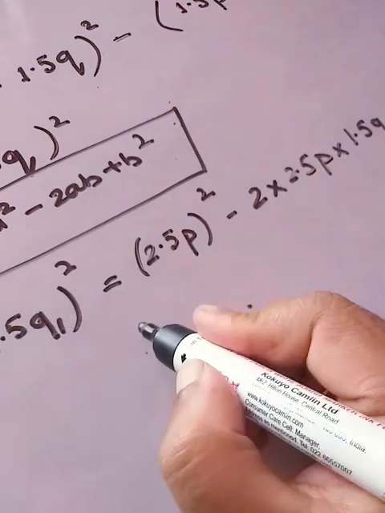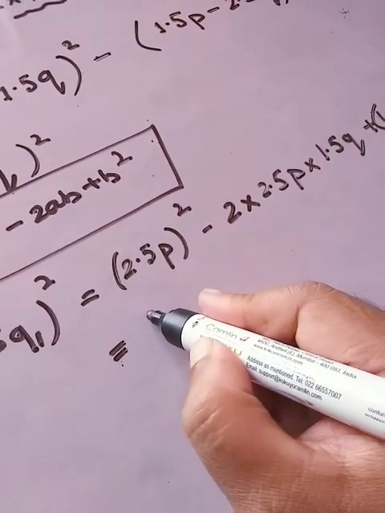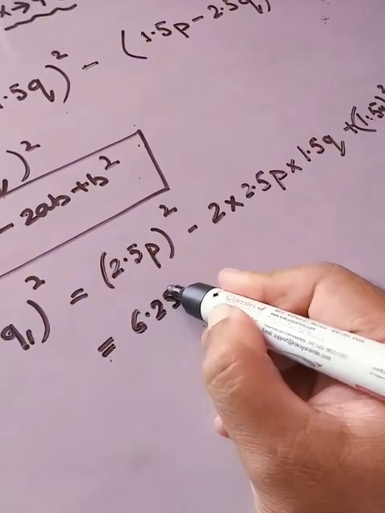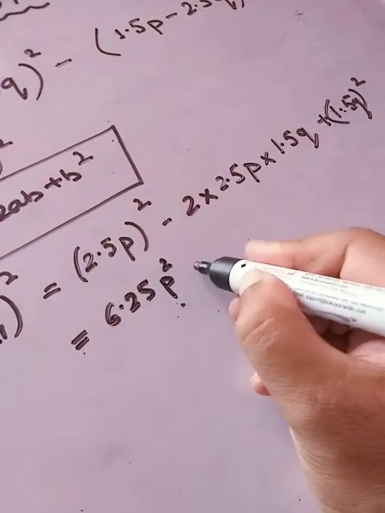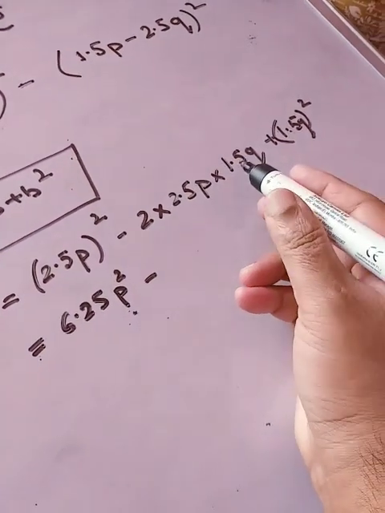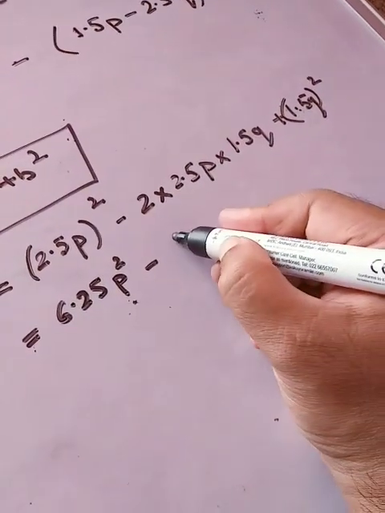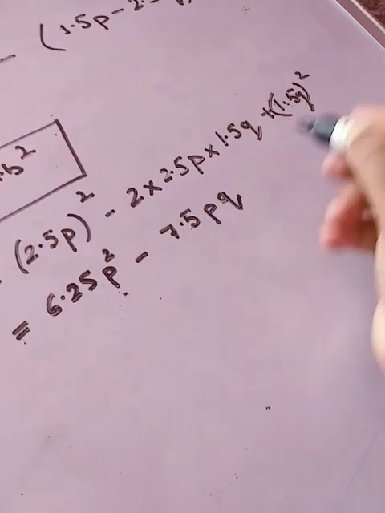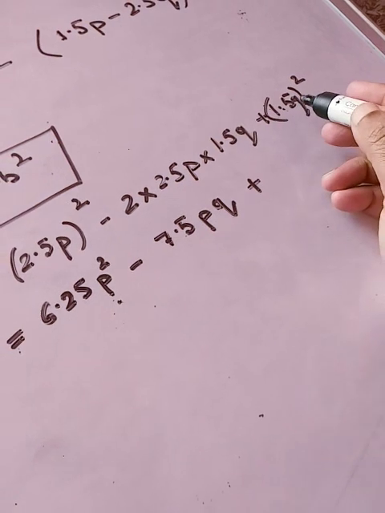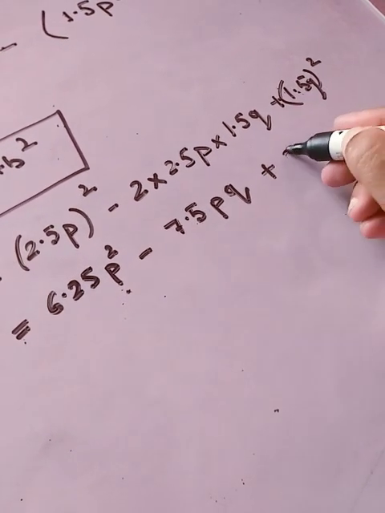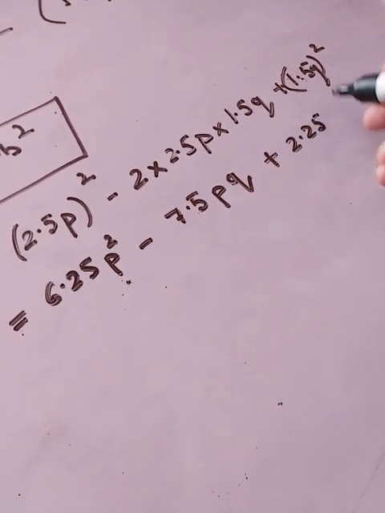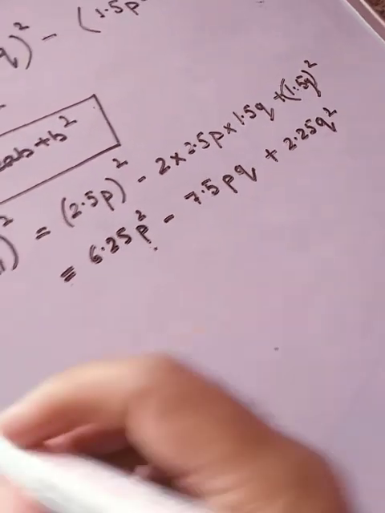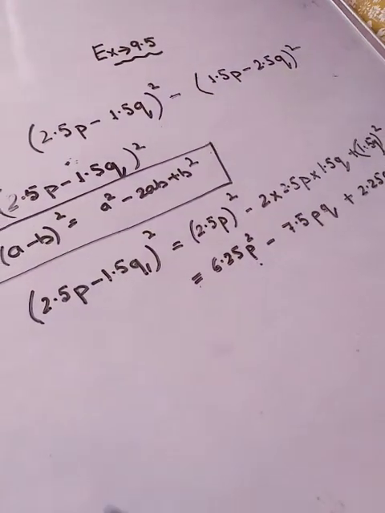Now we have to solve this. So 2.5 squared is 6.25, p into p is p square. Now if you multiply this, it will be 7.5 pq. And the answer of this is 1.5 into 1.5 is 2.25, q into q is q square. So this is the answer of this part.